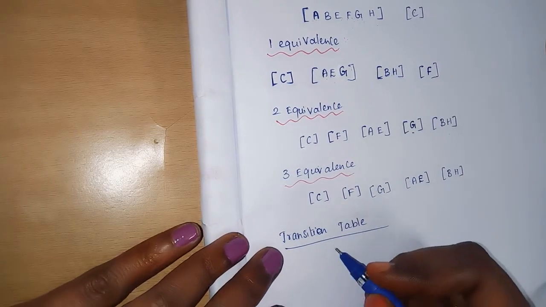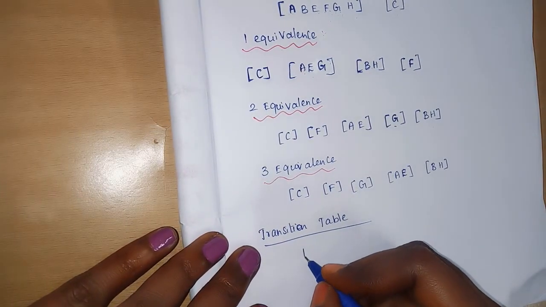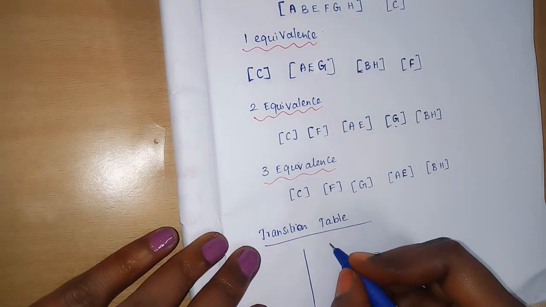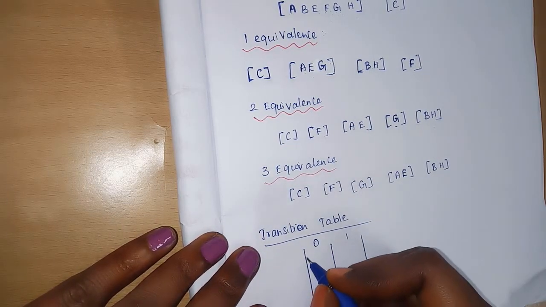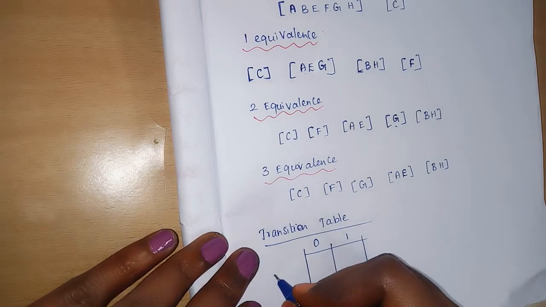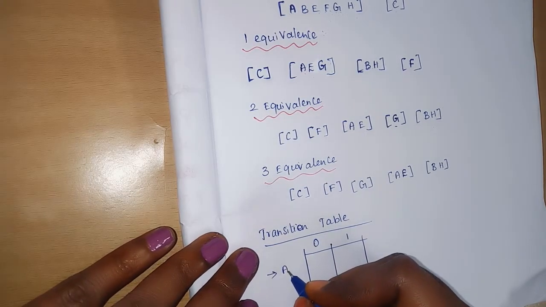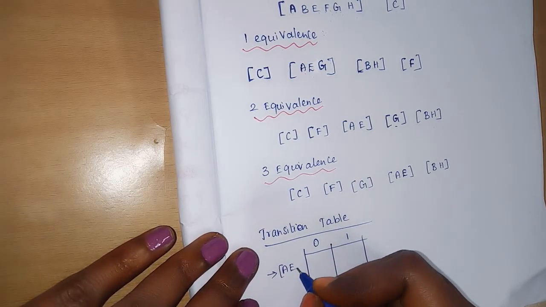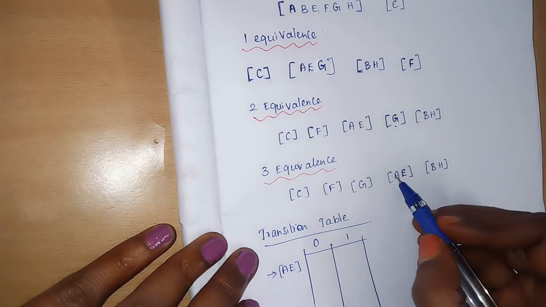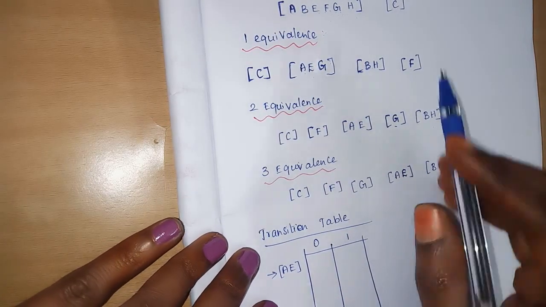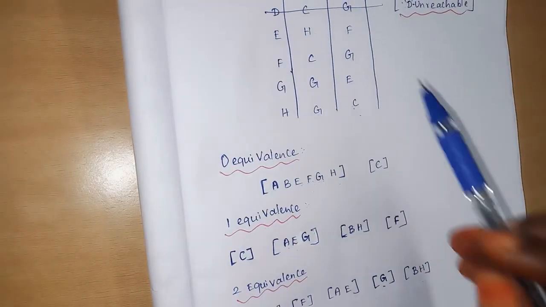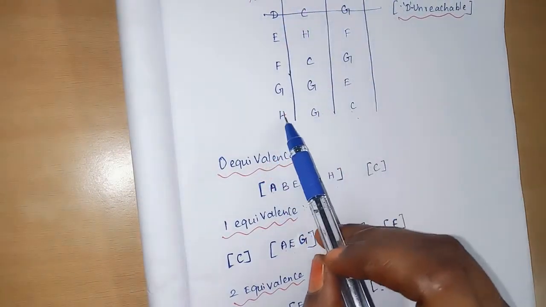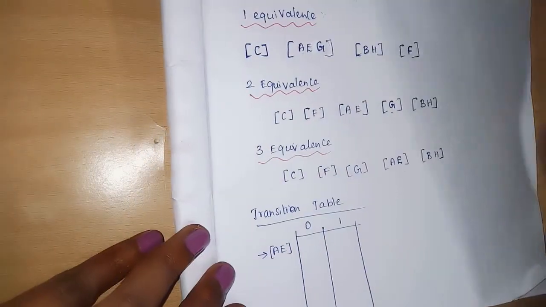And we'll have this transition table, right? On 0, on 1. So whenever you are having A, it should be written as AE. Right, so A and E are equivalent. Then E, we have to eliminate this E state. Whenever B and H are equivalent, you have to delete this H equivalent, right? Okay, fine.